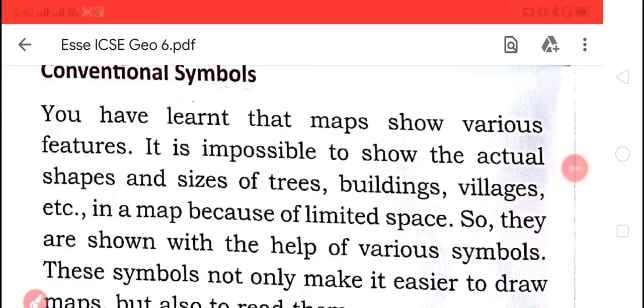Students, today we are going to learn about the conventional symbols. Conventional symbols help us to read the map and make it easier to draw.